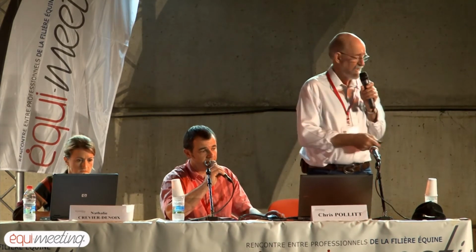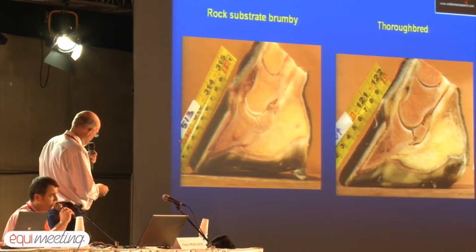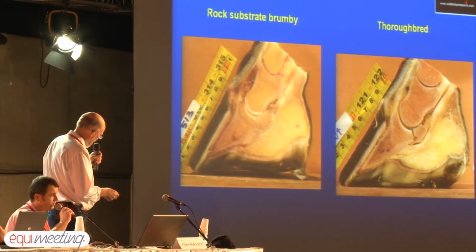In the picture, you can see that we have a substantially thicker sole in this sagittal plane than the average thoroughbred on the right.